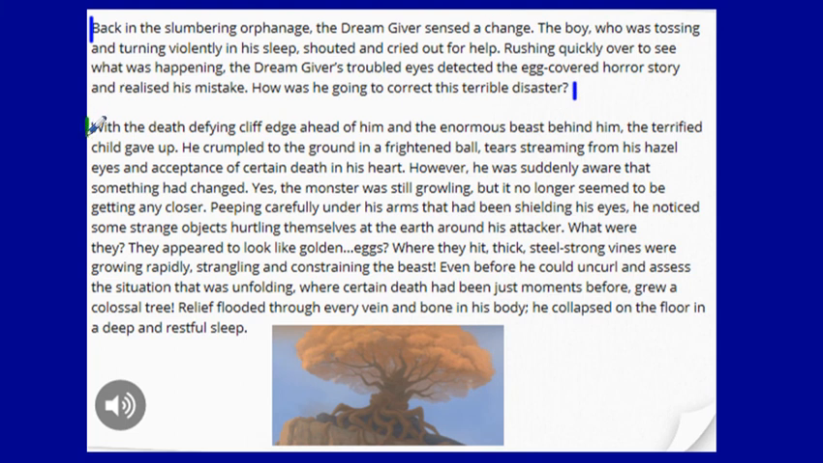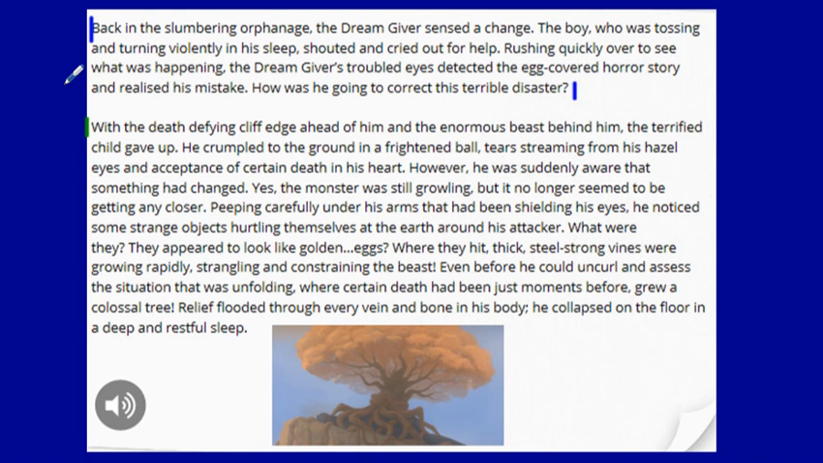This next paragraph then is going to be our resolution. With the death-defying cliff edge ahead of him and the enormous beast behind him, the terrified child gave up. He crumpled to the ground in a frightened ball, tears streaming from his hazel eyes and acceptance of certain death in his heart. However, he was suddenly aware that something had changed. Yes, the monster was still growling, but it no longer seemed to be getting any closer.